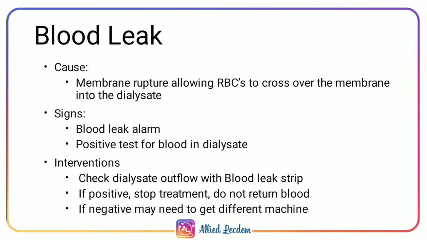Blood leak. The causes are membrane rupture allowing RBCs to cross over the membrane into dialysate, and the signs are blood leak alarm and positive test for blood in dialysate. The interventions are to check dialysate outflow with blood leak strip. If positive, stop treatment, do not return blood. If negative, may need to get a different machine.